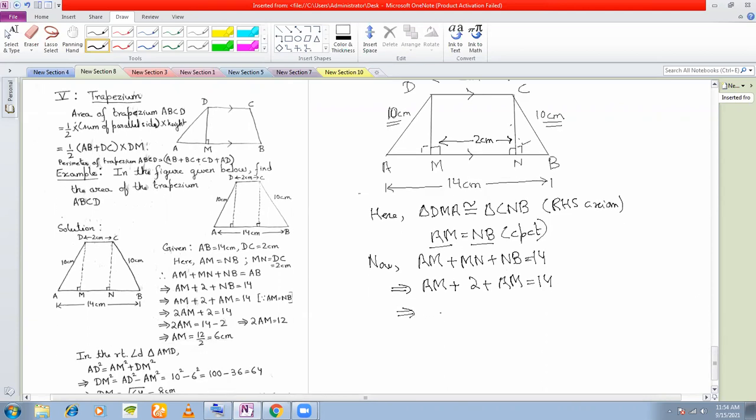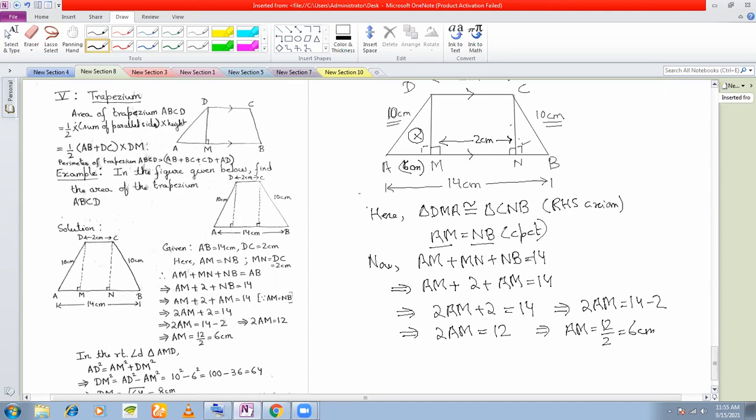So what do you get? 2AM plus 2 is equal to 14. That means 2AM is equal to 14 minus 2. 2AM is equal to 12. That means AM must be equal to 6 centimeters, 12 by 2. So we have got this length. How much have we got? 6 centimeters. Now consider this right angle triangle.